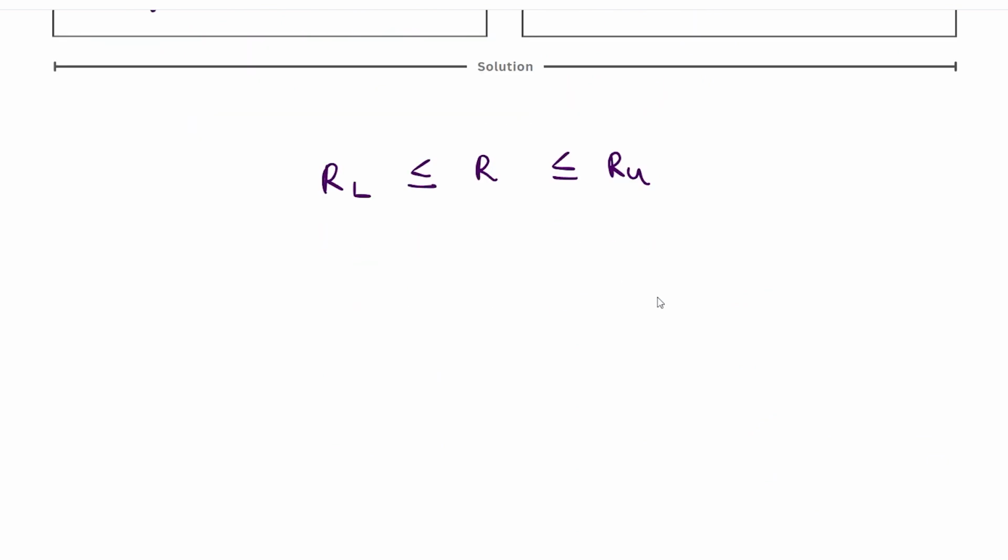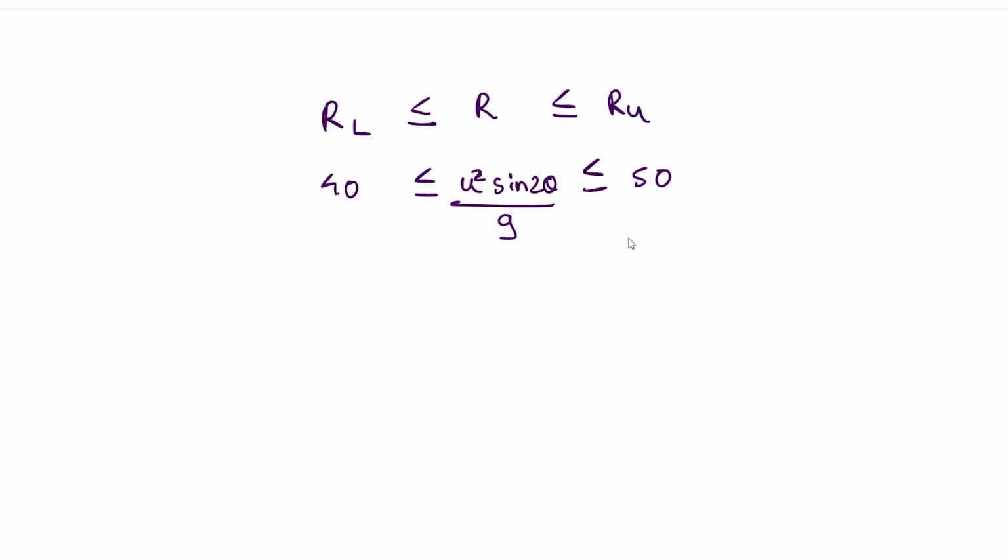Now if we substitute the values in this, this becomes 40 and this becomes 50, and I can represent the range in terms of its formula, that is u squared sine 2 theta by g. Now if we focus on this equation, I can say that if we solve it, I can get the lower limit of my u, that is the required initial velocity, on this end, and the upper limit for this initial velocity on this end. So let's solve this equation.